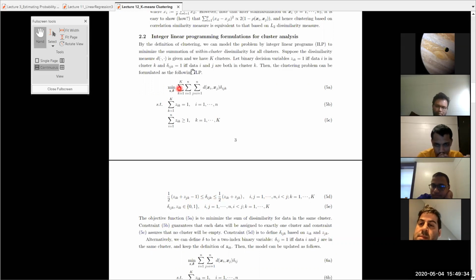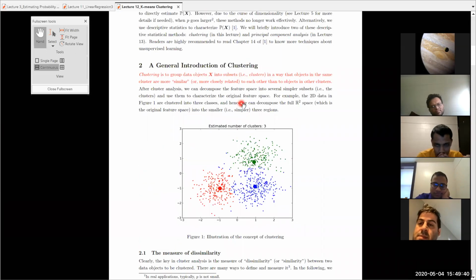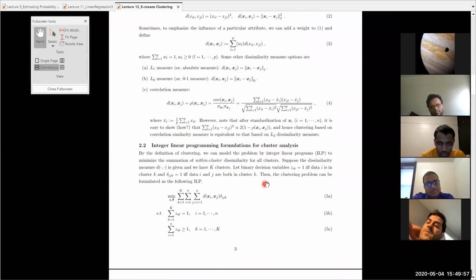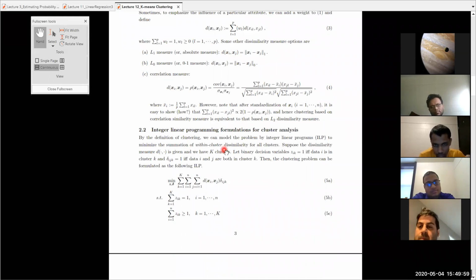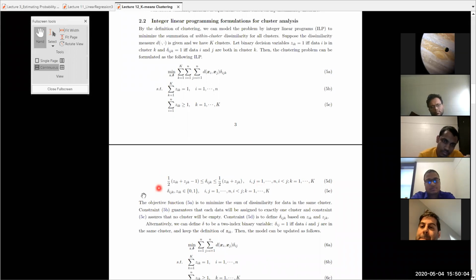After this, it's exactly the meaning of our definition of clustering: given the dissimilarity measure, group data into subsets so that objects in the same cluster, meaning within-cluster dissimilarity, are more similar to each other than to those in other clusters. Here we minimize the within-cluster dissimilarity for all clusters. So this is the integer program, a very simple one.